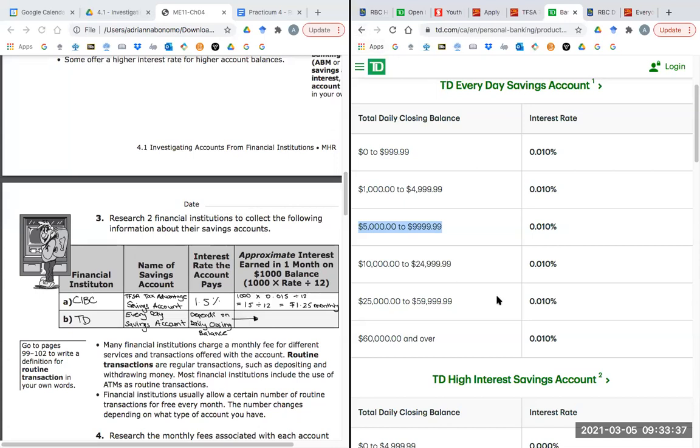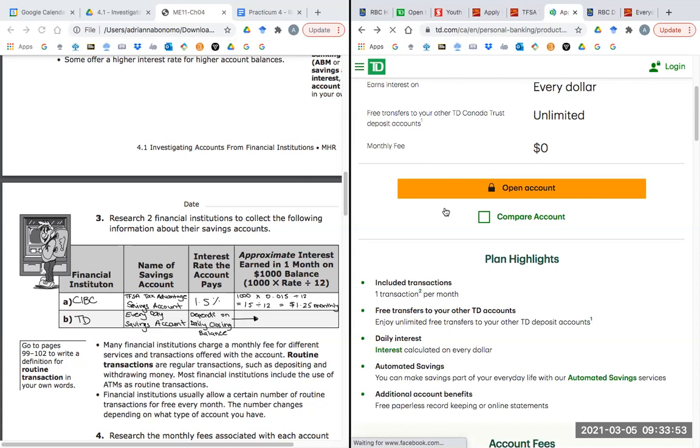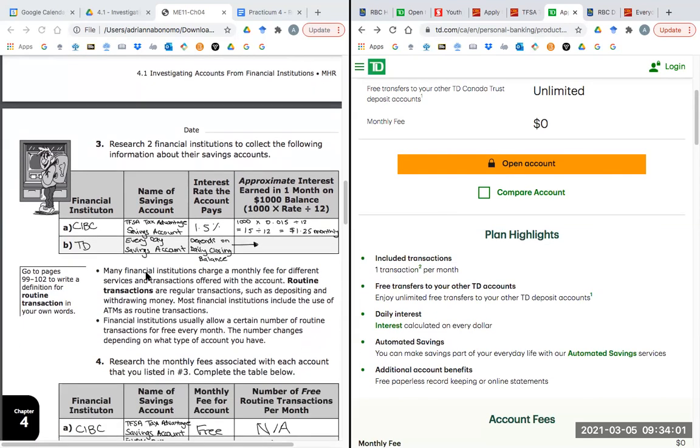And because the amount of interest you get depends on the savings account and the amount of money you have in your bank account, this last column here, we're going to leave blank because it varies. But the idea is whatever amount you have in your bank account, you're going to earn a certain percentage back on that. Okay, so let's move on.